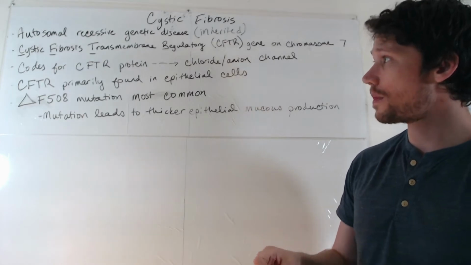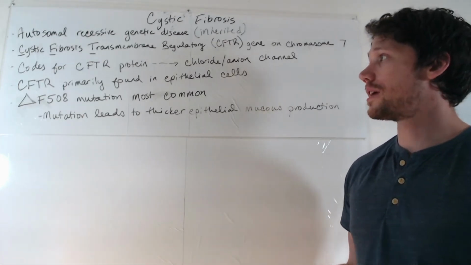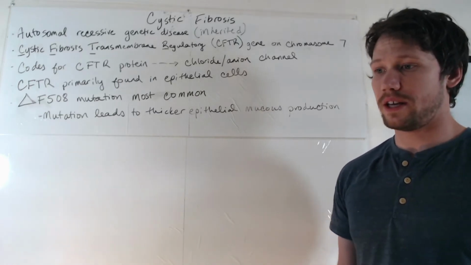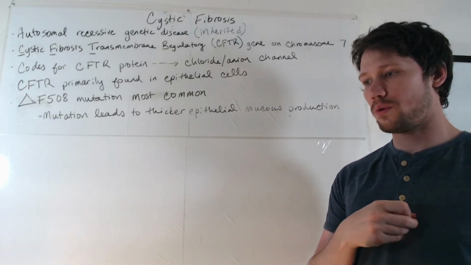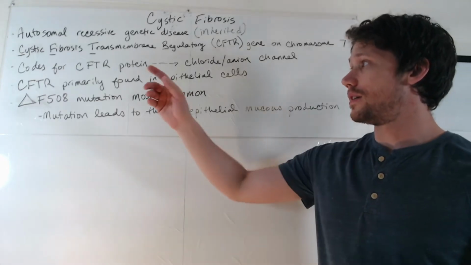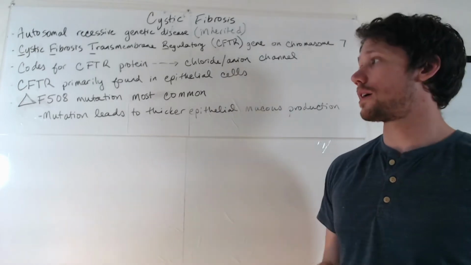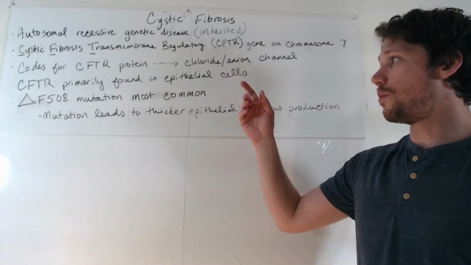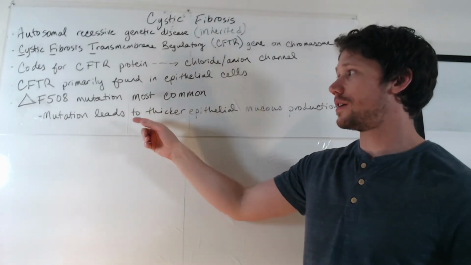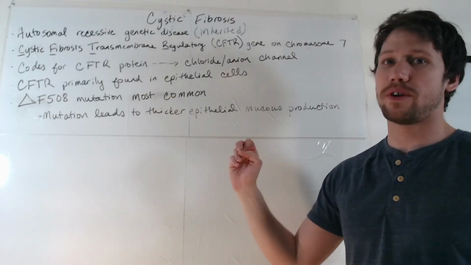Now, CFTR is primarily found in epithelial cells, and its primary function is to help water down mucus secretions. Okay? Delta F508 mutation is the most common one, and that's why we're going to be talking about that one today. And when that mutation is in effect, it leads to thicker and more viscous mucus production from the epithelial cell.